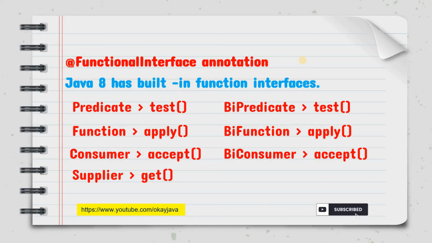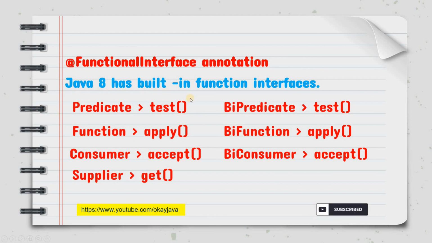The functional interface was there before Java 8 only. We have seen a couple of examples. Then what is new in Java 8? Java 8 has introduced the @FunctionalInterface annotation. Apart from this, Java 8 has also introduced built-in functional interfaces. I'm not going to cover all of them here; I just want to give you a heads up that I will cover them in the coming videos.